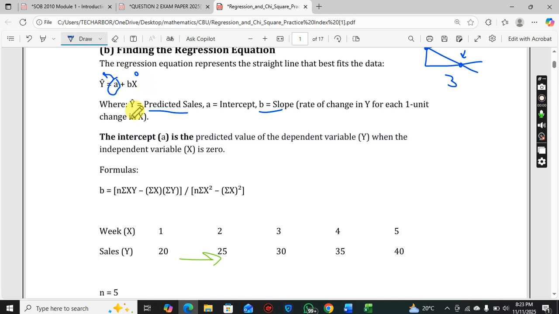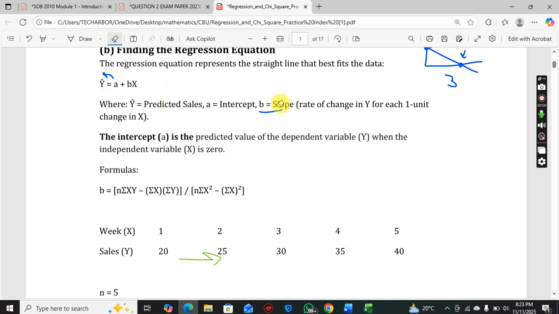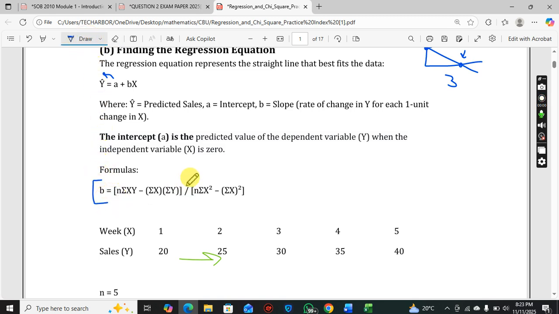So let us find our values here. To get b, which is the slope, this is the formula. And you are going to see this formula given to you in the exam. N just represents the number of data values. You just count 1, 2, 3, 4, 5. So n is equal to 5 in this case.